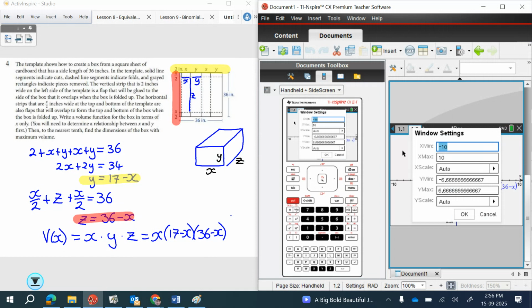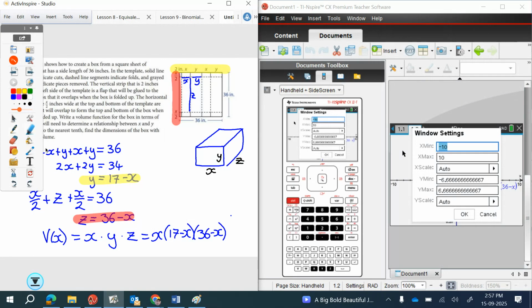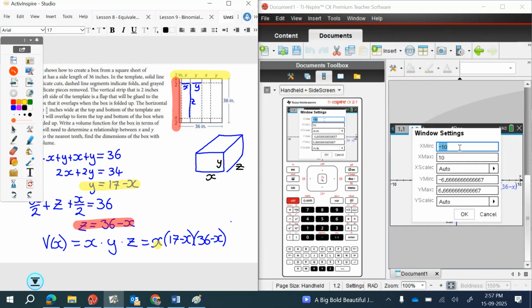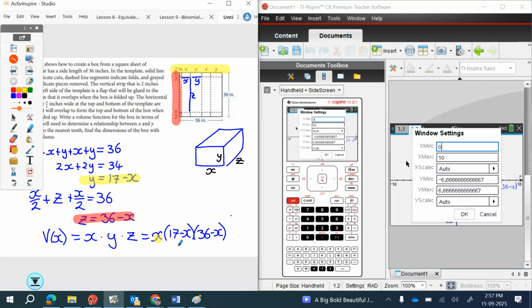Right, so this length here, x, can't be negative because you can't have negative length, so the minimum that x can be is going to be 0. This length here is going to control the domain, the upper limit of the domain. No x value can be bigger than 17 because that would make this negative, and that is also not possible. So this one's going to be 17.